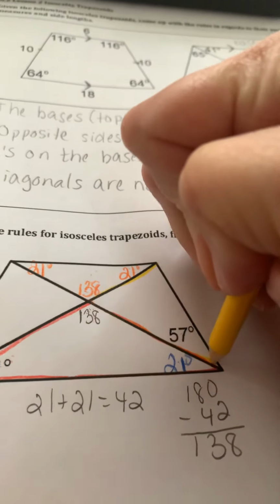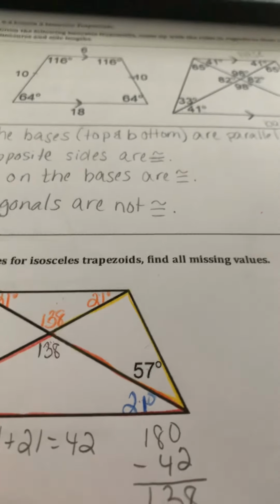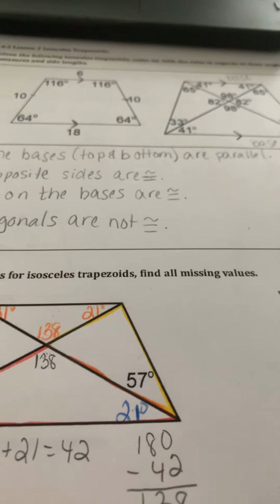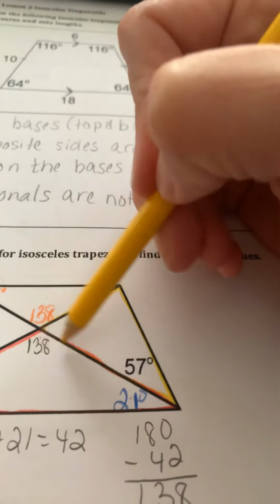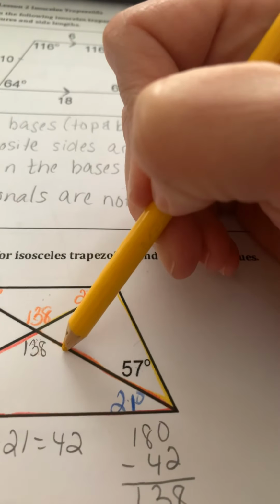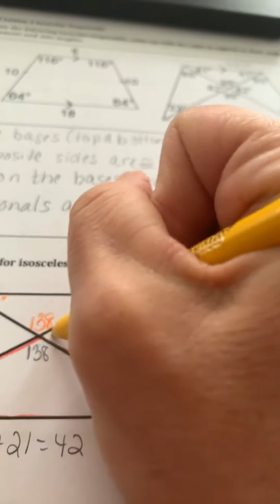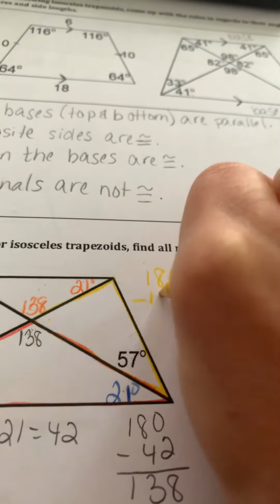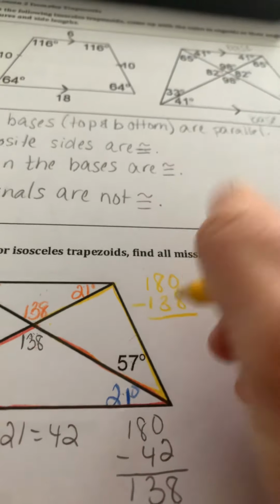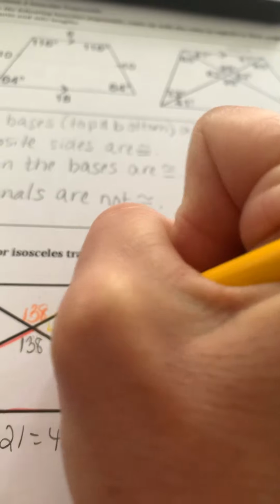Well, first of all, we don't have any 90-degree angles, so we can't subtract anything from 90. But we do know that we have a straight line here. We have a linear pair. So one of the things we could do is subtract 138 from 180 to get this angle. So let's do that. We're going to do 180 minus 138, and voila, we get an answer of 42.